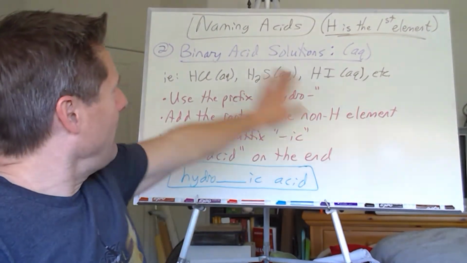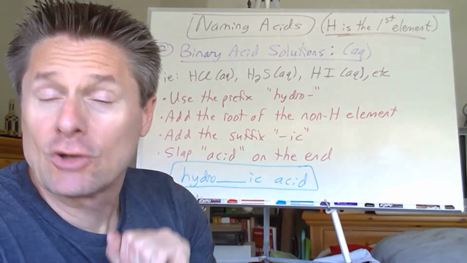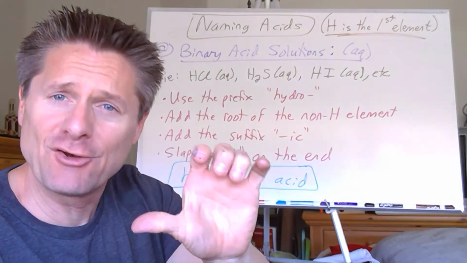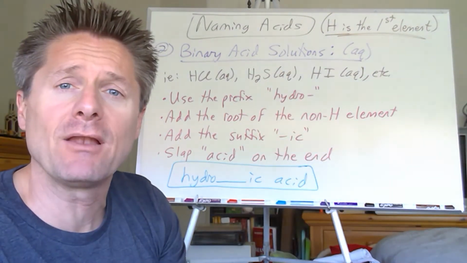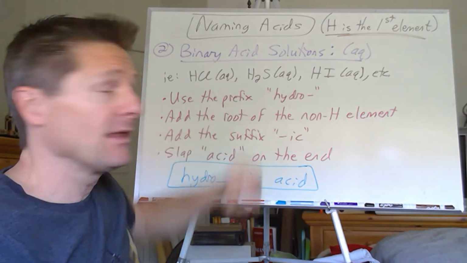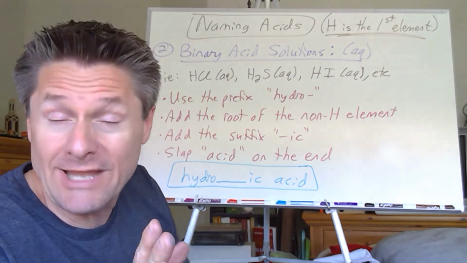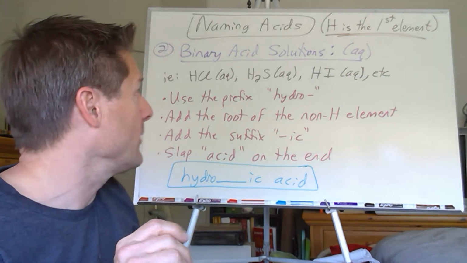All right, binary acid solutions. Looks a lot like a pure acid, right? You've got hydrogen as the first element and some other nonmetal as the second element. But it'll either have (aq) after it or no state after it. Remember, no state, we're going to assume is aqueous.